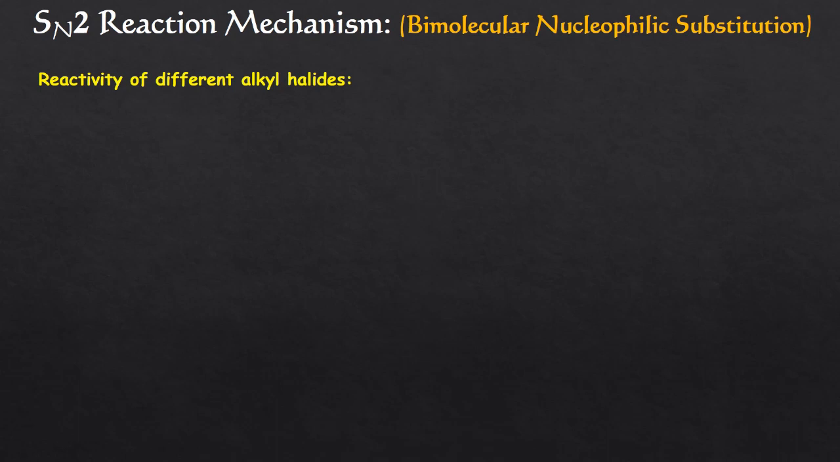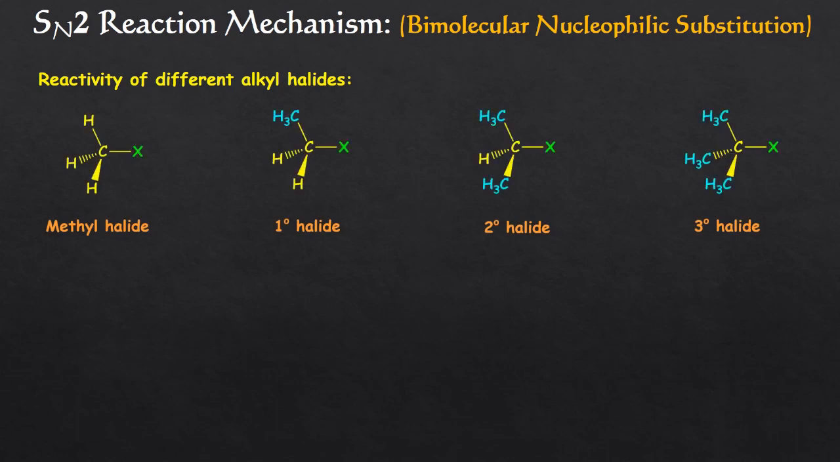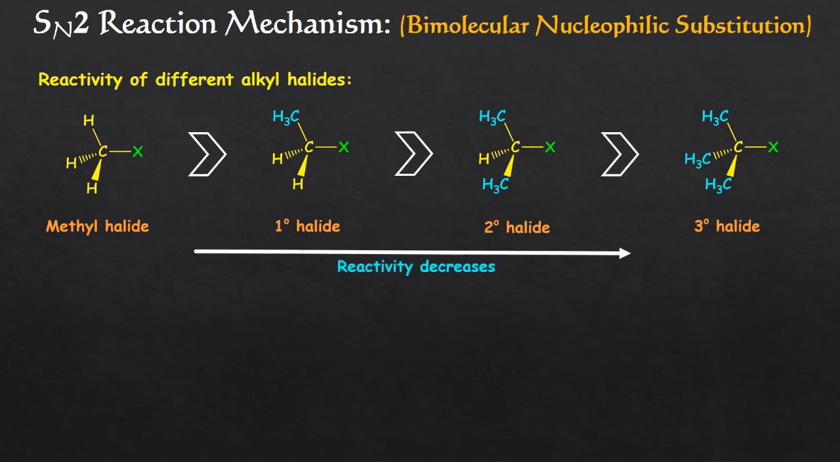If we compare the reactivity of different alkyl halides under the SN2 mechanism, then it is found that the mechanism is highly favored by methyl and primary alkyl halides and it is least favored by tertiary alkyl halides. Again, the reason is steric hindrance.